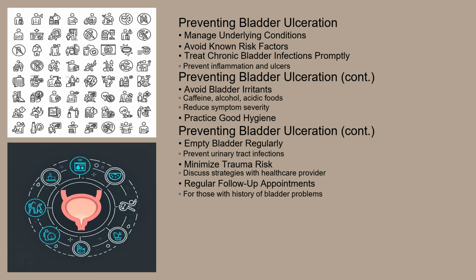Preventing bladder ulceration often involves managing underlying conditions and avoiding known risk factors. Treating chronic bladder infections promptly can help prevent inflammation and ulcer formation. Avoiding bladder irritants such as caffeine, alcohol, and acidic foods may reduce symptom severity. Practicing good hygiene and emptying the bladder regularly can help prevent urinary tract infections. Individuals undergoing procedures that may traumatize the bladder should discuss strategies to minimize the risk of injury with their healthcare provider. Regular follow-up appointments are important for those with a history of bladder problems.